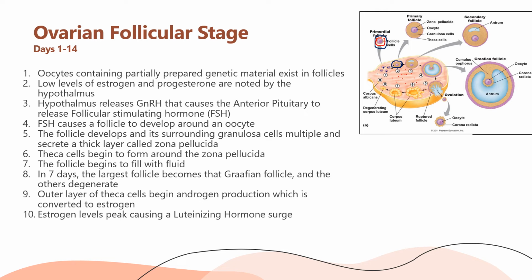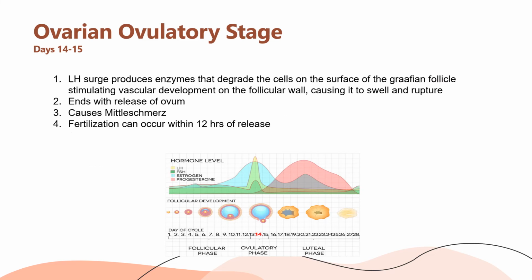Now, what do we know happens when we have that elevation in estrogen levels? We see the ovulatory stage kick in. So on days 14 through 15, as my estrogen levels really start to spike, my hypothalamus is going to detect that. It's going to release GnRH to the anterior pituitary, and that anterior pituitary is going to release a big surge of luteinizing hormone. That luteinizing hormone then is going to act on that Graafian follicle, causing increased vascularity to the wall. That wall will become edematous and rupture and cause ovulation.